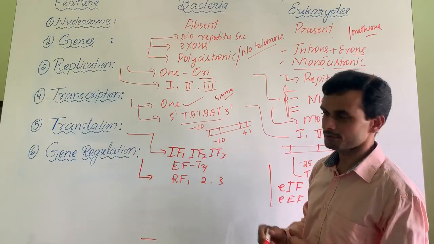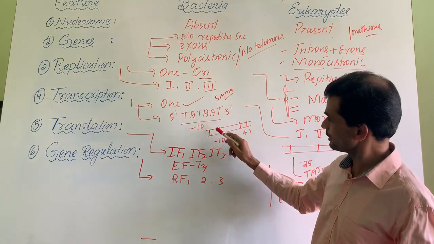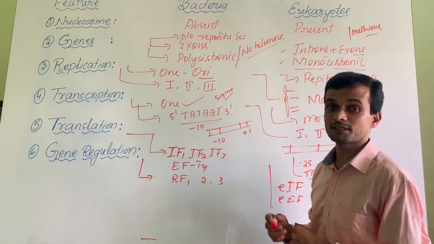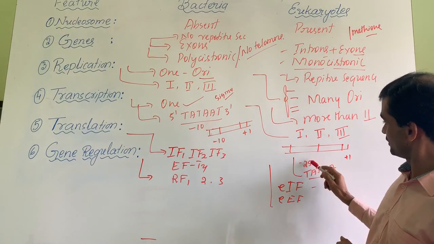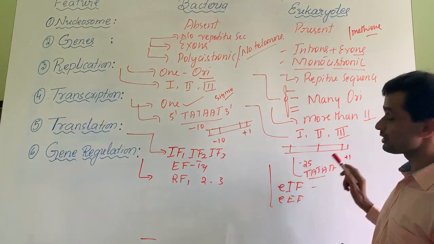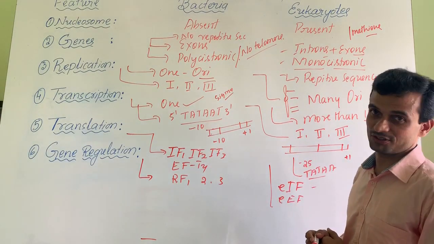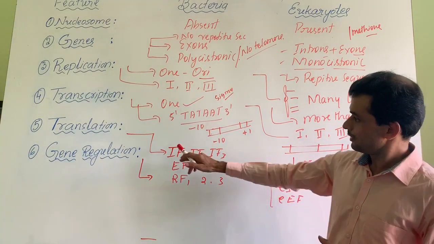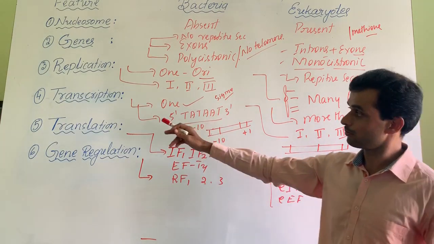Transcription, promoter: only one RNA polymerase, sigma factor, rho factors. Location of promoter: TATAAT at minus 10 upstream of the transcription starting site, whereas here it is minus 25 upstream from the starting site. So this is recognized by RNA polymerase 2. The promoter has TATA, 5' to 3' of the coding strand. RNA polymerase 1, RNA polymerase 3. So this kind of differences can be clearly noticed in these types of organisms. Then factors, different types of factors at the time of initiation, elongation, termination of protein synthesis.